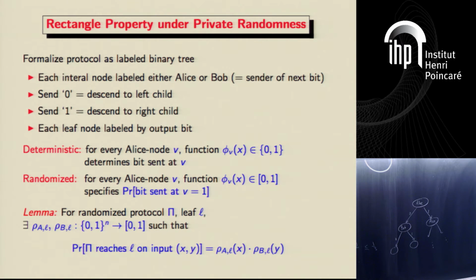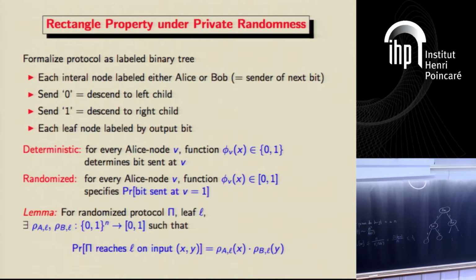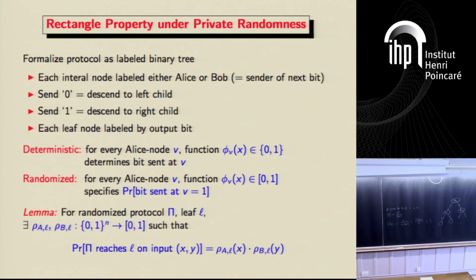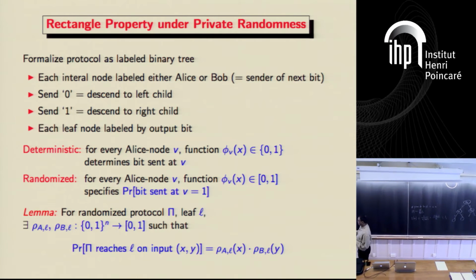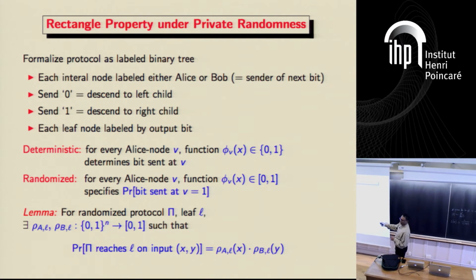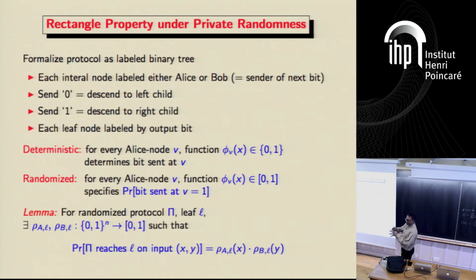So in the deterministic case, for every node that is labeled Alice, there's going to be a function of Alice's input x, which tells us whether to go to the left or the right. And in the randomized case, it's more or less the same thing, except now the function will give us a probability, the probability with which you're going to send a 1, i.e. go to, let's say, the right. Now, look at a leaf of such a protocol. A leaf tells us that the protocol is over and it's time to output something. Let's say output 1 over here.